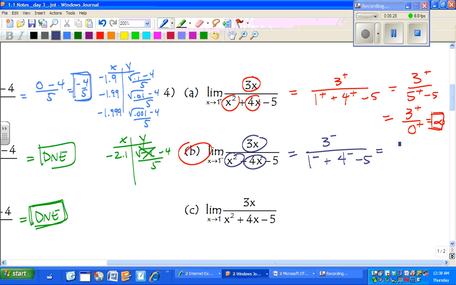So if we look at the bottom now, 1 plus 4, we get 5, right? But remember, both of these are going to be a little bit less than 1, a little bit less than 4. So when we add them up, it's going to come out to be a little bit less than 5. It's going to get closer and closer to 5 each time. We still have that constant at the end. So 5, something a little bit smaller than 5, minus 5. Well, that's going to keep getting closer and closer to 0, but it's always going to be a little bit less than 0.